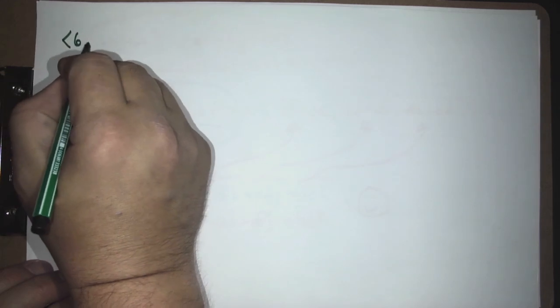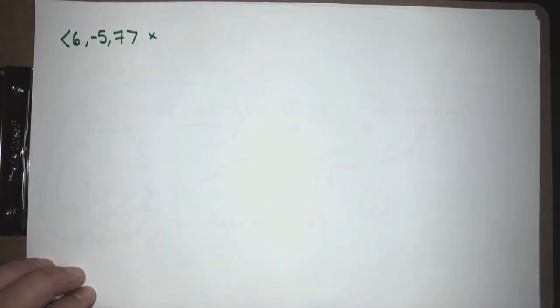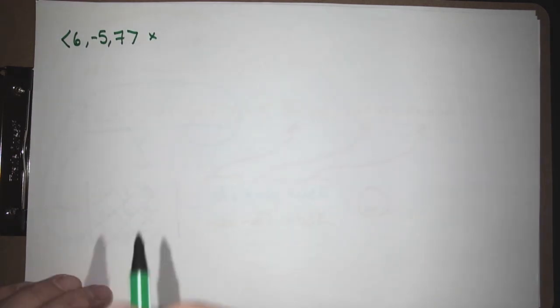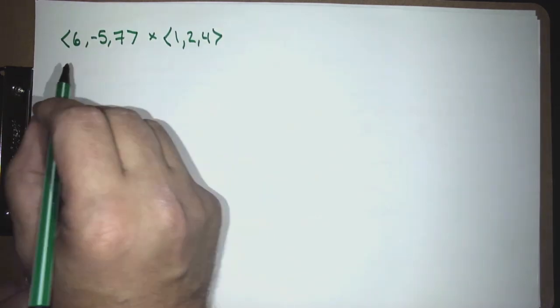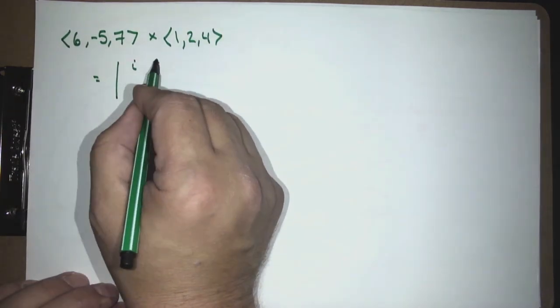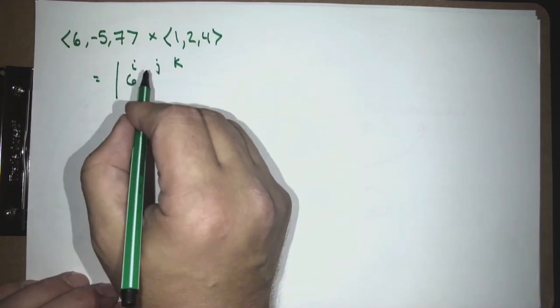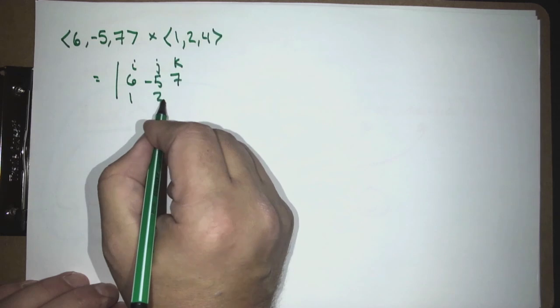So we need a vector, which means 3 numbers. What 3 numbers do you want? Someone said 5, 6, 7. We'll throw them around in some order. We need another vector. 1, 2, and 4. Okay, so we're going to take the cross product. Here we go. We make our matrix, I, J, K. First vector, second row. Second vector, third row.